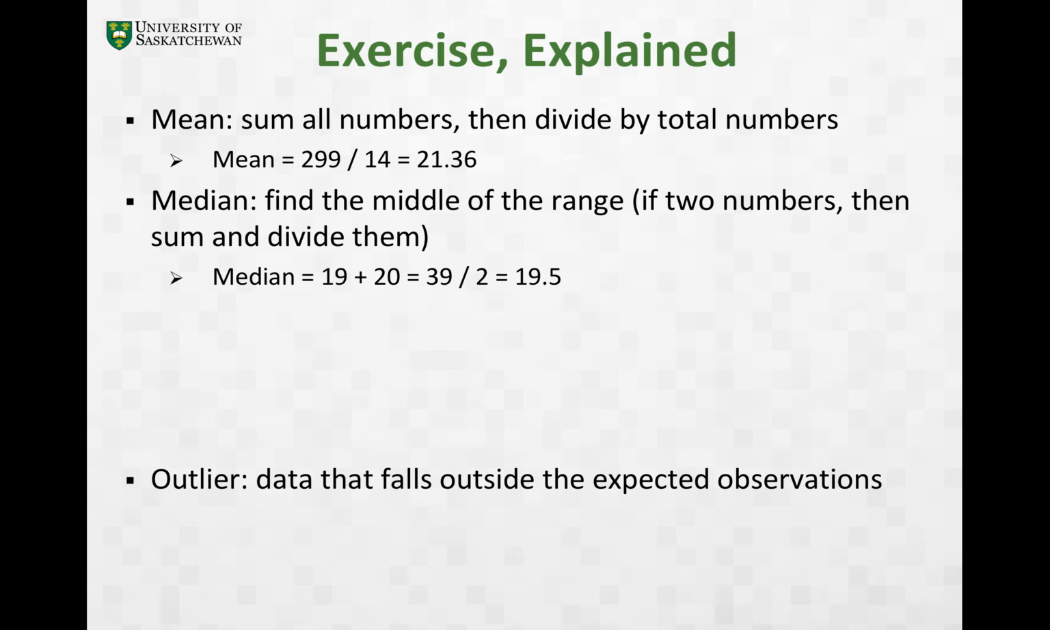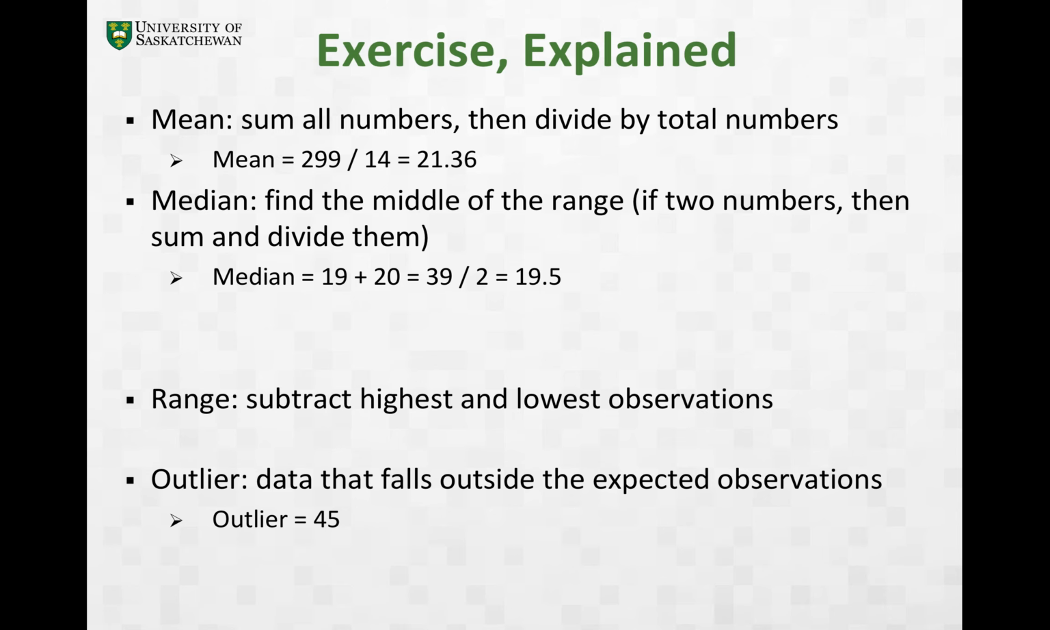The outlier would be the data that falls outside the expected observations. In this particular case, the number that is most divergent from the rest would be 45. That's a lot higher than any of the other numbers, and it's quite outside of the general age range of first-year students in this particular economics class. But hey, it also tells you that people go back to school at any point in their life.